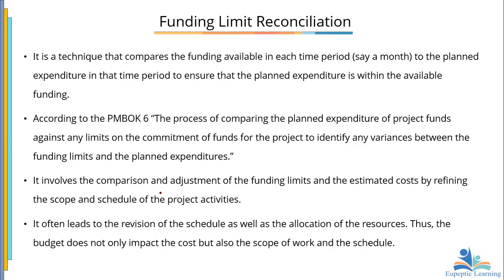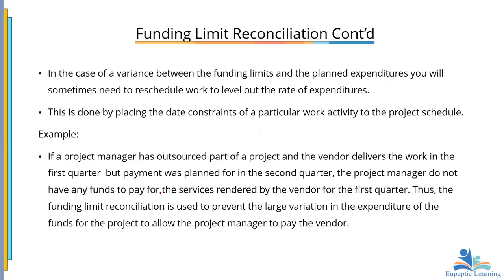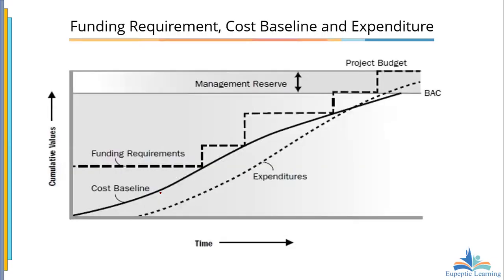Now it involves the comparison and adjustment of the funding limit and the estimated cost by refining the scope and schedule of the project activities. So if we're going to do funding limit reconciliation, we should focus on refining the scope, is that not it, and the schedule of the project activities. What does it lead to? It usually leads to the revision of the schedule as well as the allocation of the resources. And therefore, the budget does not only impact the cost, but also the scope of work and then the schedule. So whenever we're doing that, like I said earlier, okay, we'll look at this, but this is the funding limit curve, which I will explain to you later.